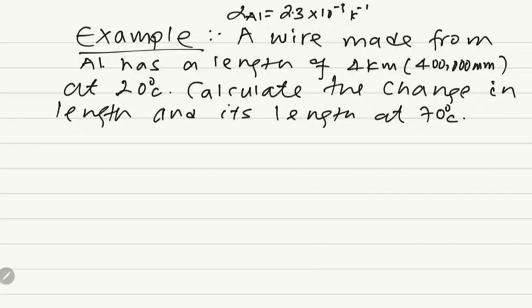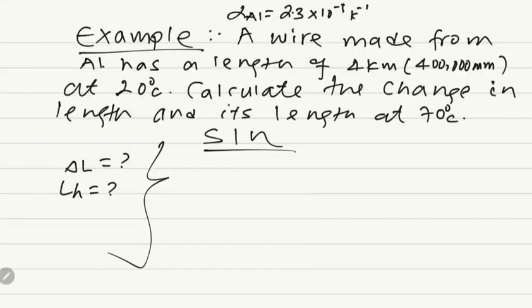Let us do this example. A wire made from aluminium has a length of 4 kilometers, 400,000 millimeter, at 20 degrees Celsius. Calculate the change in length and its length at 70 degrees Celsius. Let's dive in. Solution. We are asked to calculate two things. One is the change in length. The second is the length at the hotter temperature.